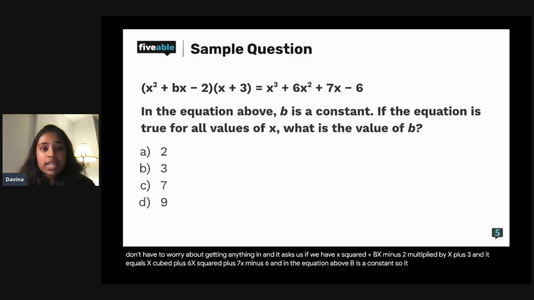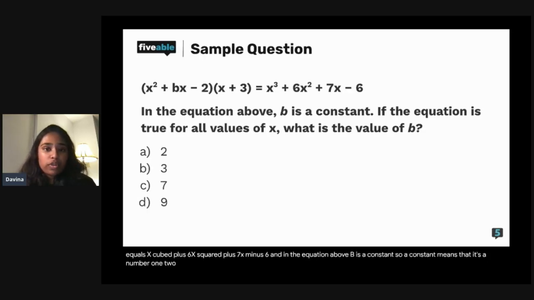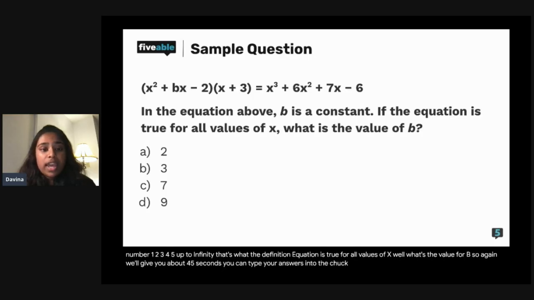So a constant means that it's a number, 1, 2, 3, 4, 5, up to infinity. That's the definition of a constant. And if the equation is true for all values of x, well, what's the value for b? So again, we'll give you about 45 seconds. You can type your answers into the chat, and we'll go over some solutions and advice.